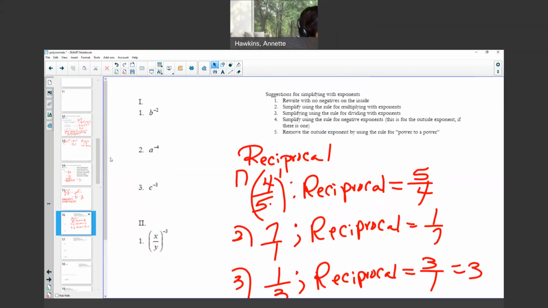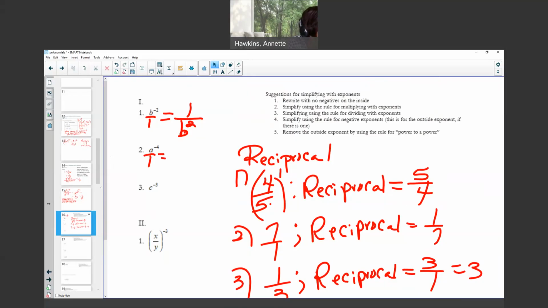All right, so this is b to the -2. I need to put a 1 here. And this negative means reciprocal, okay? And so that means I flip this, and once I get the reciprocal, the exponent is no longer negative. So this says the reciprocal of b over 1, which is going to be 1 over b, and then it is squared.